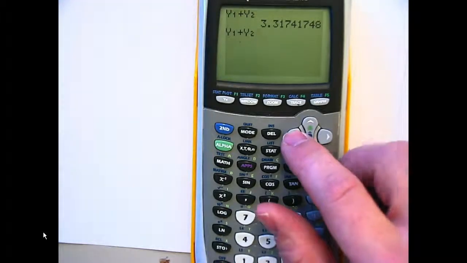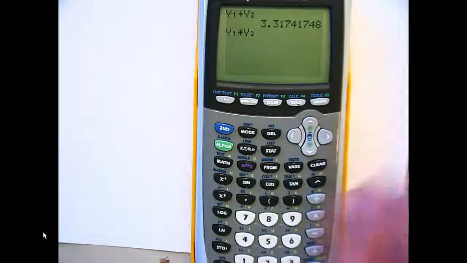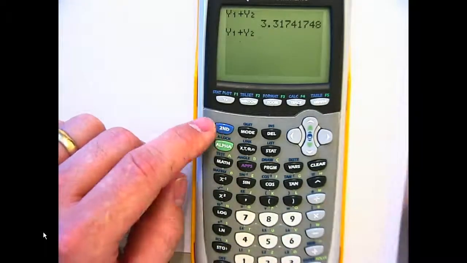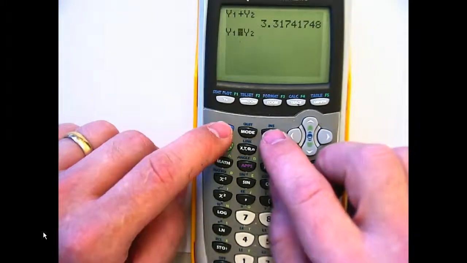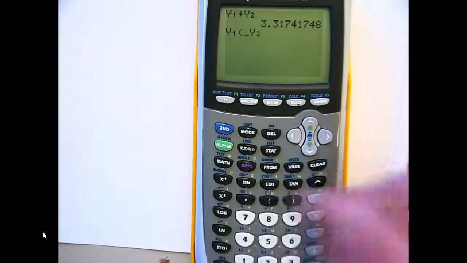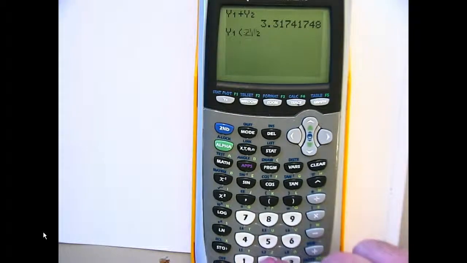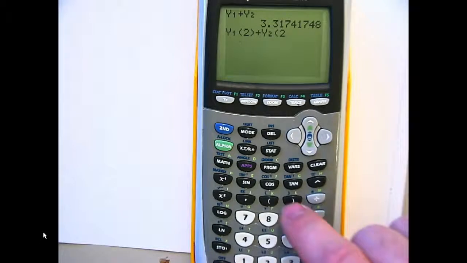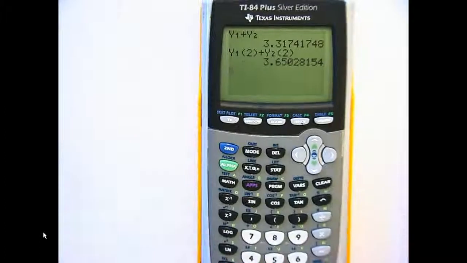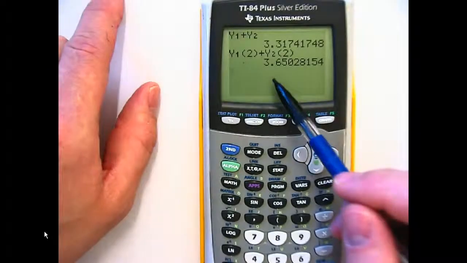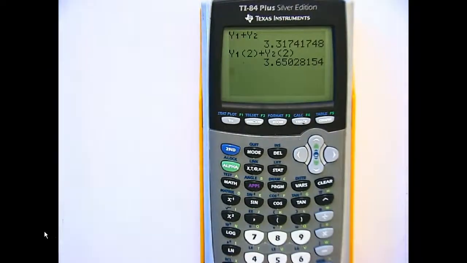Now, what I'm going to do is scroll over to the plus sign, and I'm going to insert something. How do I insert something? Second delete, INS, okay? Insert. And I am going to insert parentheses, and I'm going to say, I want to evaluate y sub 1 when it equals 2. And then I'm going to go behind y sub 2, and say I want to evaluate that when it equals 2. And then I'm going to hit enter. Okay, you have now added those two functions. When x equals 2, you get 3.65-ish.